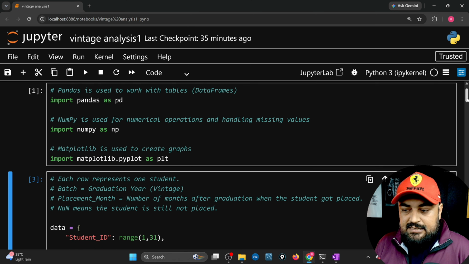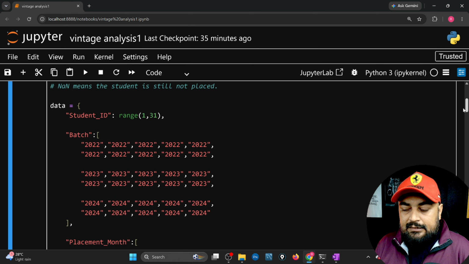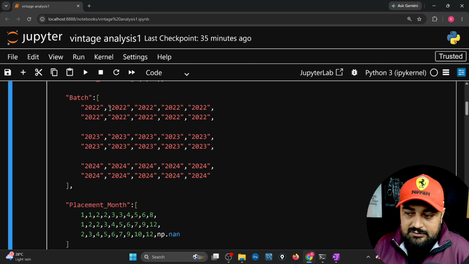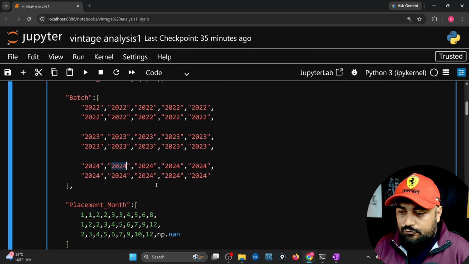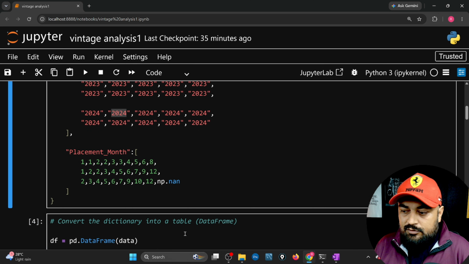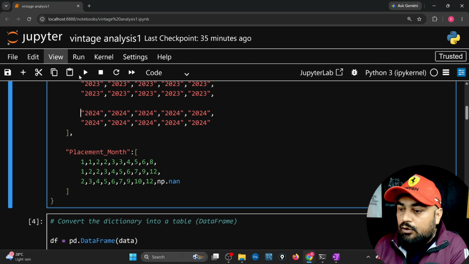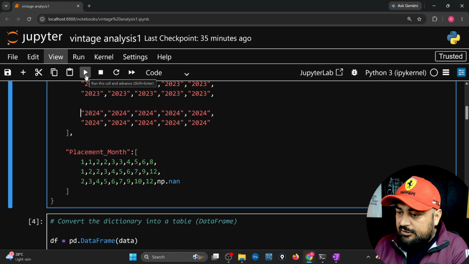Now in the second step, I am creating the data on the basis of each year. There are 3 batches, 22, 23, 24, and then the placement month for those respective batches. I have prepared this dataset. Now this is a small dataset. Obviously in the real world, you will be running on a big database in your company. So let's run this.